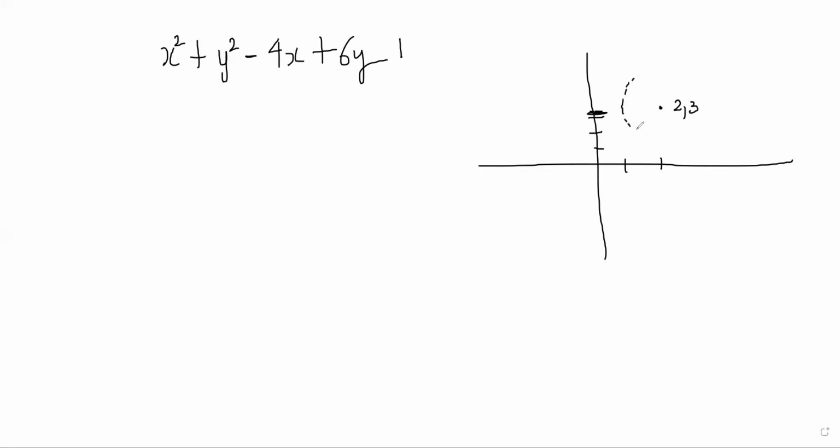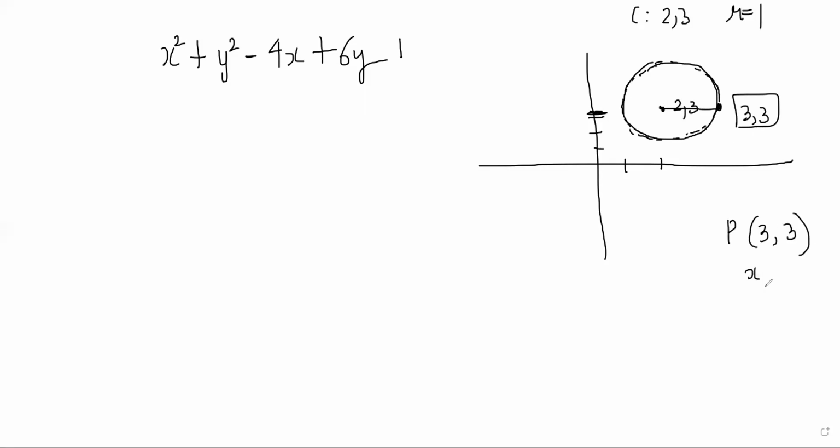So obviously there will be some points on the circle that we can find, right? So one point on the circle would be what? If you go horizontally like this, it will be 3, 3, right? So what I'm saying is the circle's center is 2, 3, radius is 1. So a point on the circle will be 3, 3. P is 3, 3. This is our x1, y1.